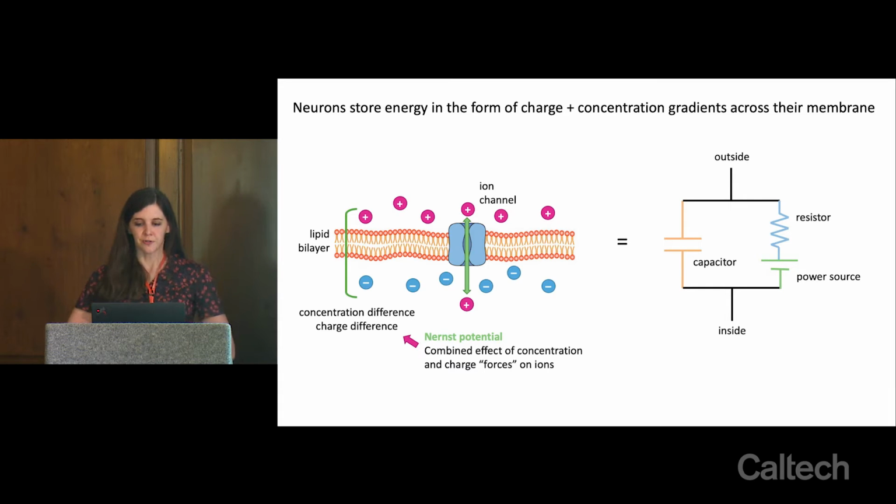So there are two forces acting on charged ions in neurons. There's a concentration difference and a charge difference. So if you take this cartoon diagram here, the positively charged ions want to flow across the membrane in this direction for two reasons. First, it's a lower concentration inside the cell versus outside. And second, they're positively charged, so they're attracted to this negatively charged population of ions inside the cell.